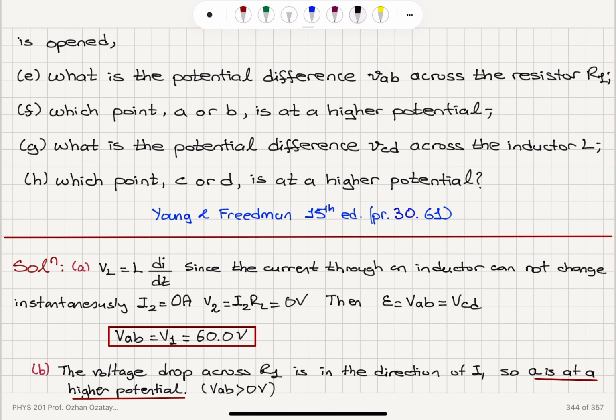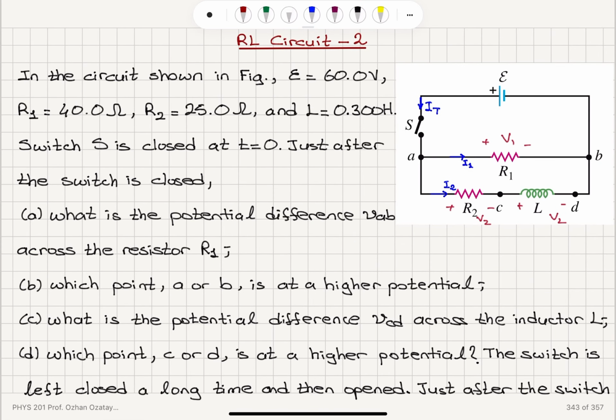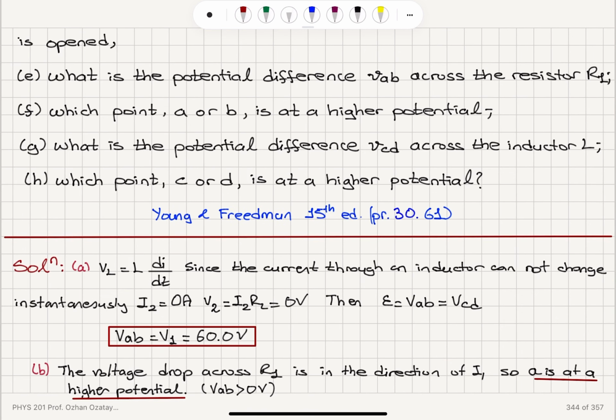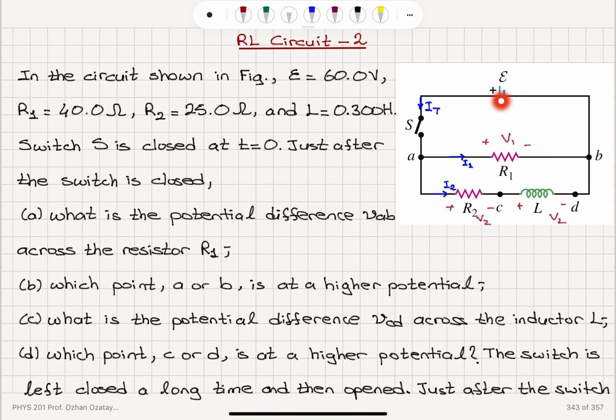Okay, so let's see what we have done here. We close the switch. As soon as we close the switch, this battery is connected in parallel to R1. So the potential difference across R1 becomes 60 volts. That's this voltage supply. And current flows in this direction, which means A is at a higher potential. A is connected to the positive terminal, B to the negative terminal.